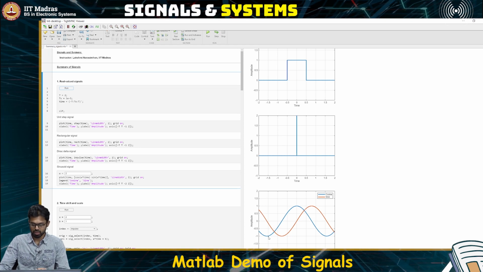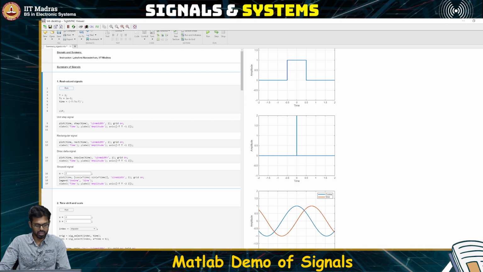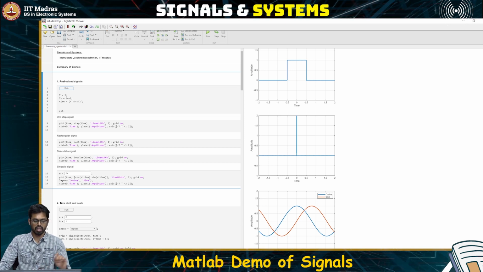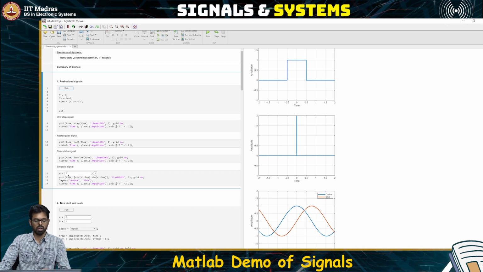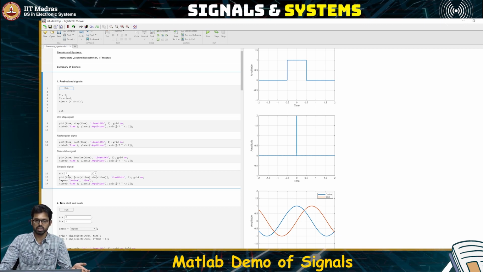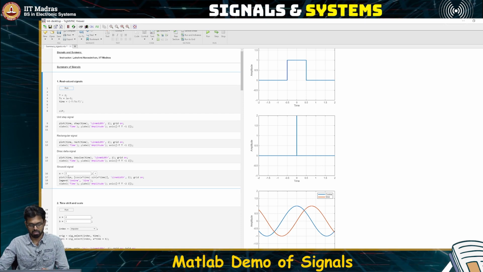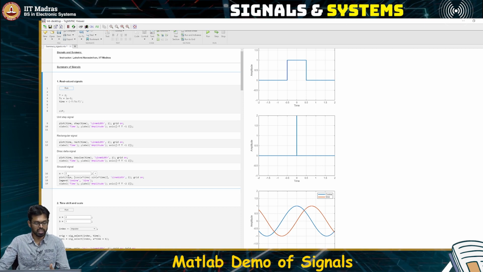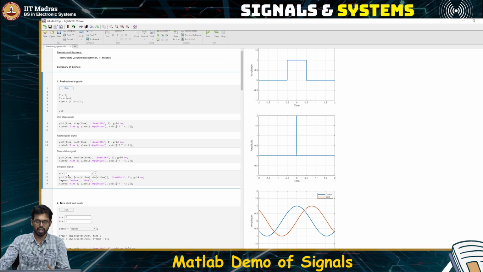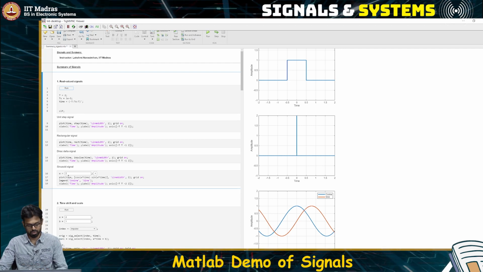So it should be 3.1415 and so on. The angular frequency here is in fact given by 2, and if the angular frequency is 2, then we know that the time period is given by 2 pi by angular frequency, and hence the time period turns out to be pi, which is 3.1415 and so on.